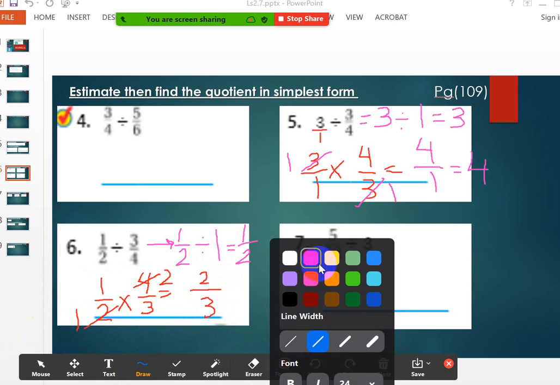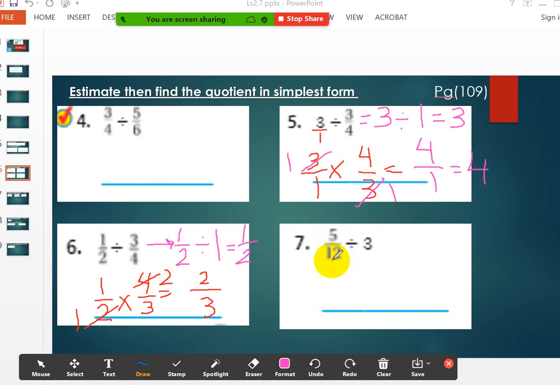Now let's continue with 5 over 12 divided by 3, number 7. First thing, if I want to round this number to the nearest whole, who will tell me what I have to do? Who will help me? Let's choose a girl. Here I will choose Lamar. Yes, Lamar. Unmute your mic, please. Yes, teacher. First thing, I want to estimate the quotient. After that, I want to divide the numbers.